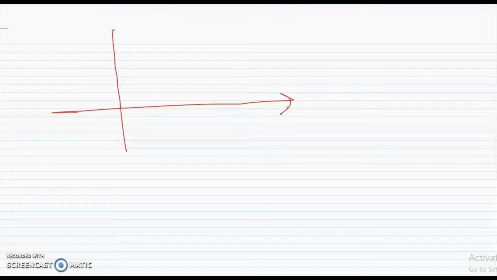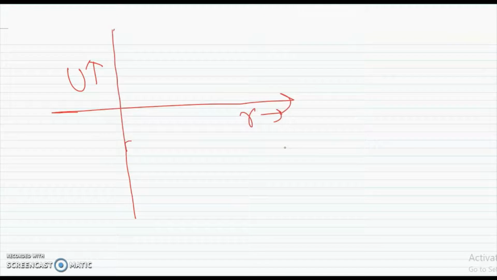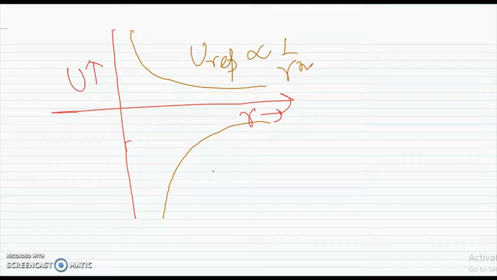So this is the axis, the potential energy with the distance. This is the total potential energy, which I can define with U, and this is with R. There are two different terms, one is the attractive potential energy, another one is the repulsive potential energy. So this is the repulsive one and this is the attractive one. U repulsive is proportional to 1 by R to the power n, and U attractive is proportional to 1 by R to the power m.